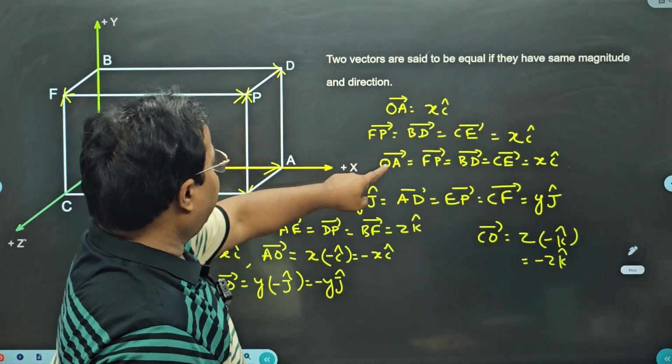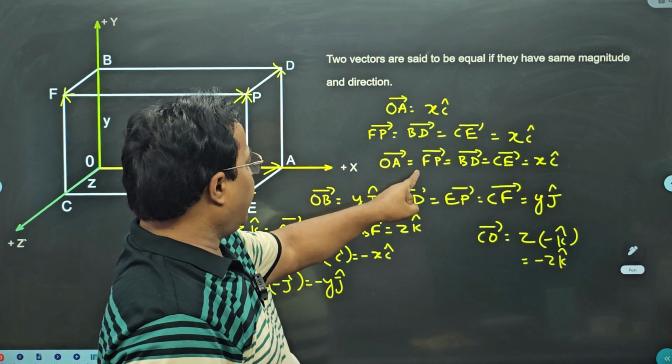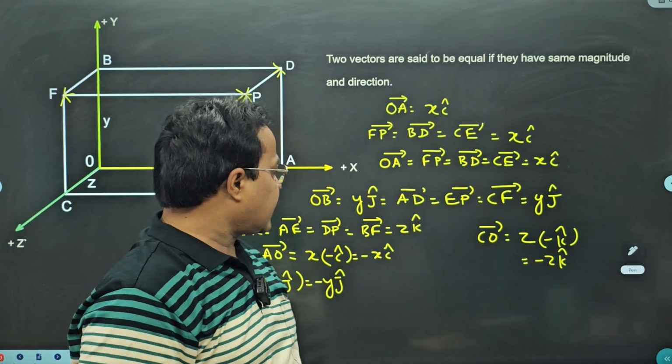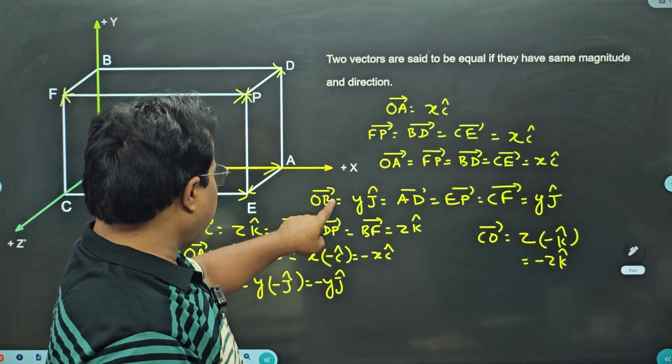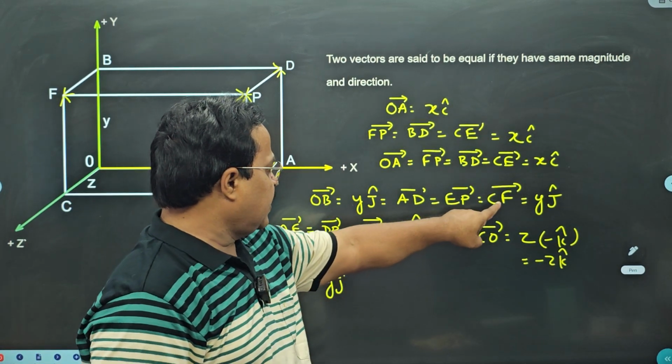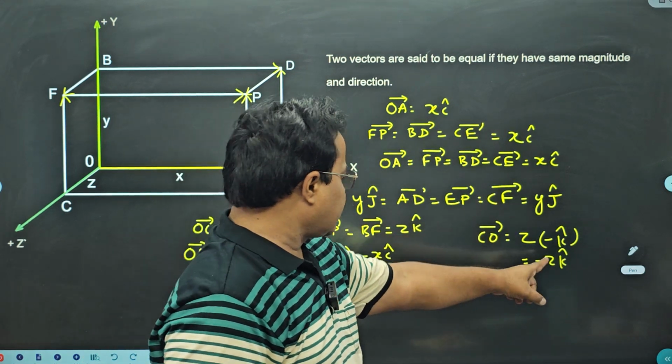Similarly, you can write here AO vector is equal to PF vector is equal to DB vector is equal to EC vector is equal to minus xi cap. Similarly, here you can write BO vector is equal to DA vector is equal to PE vector is equal to FC vector is equal to minus yj cap.